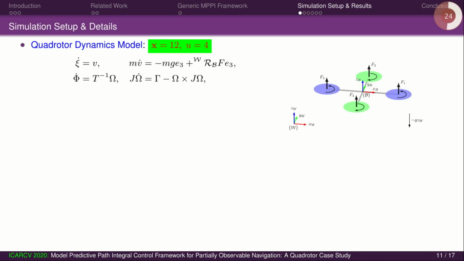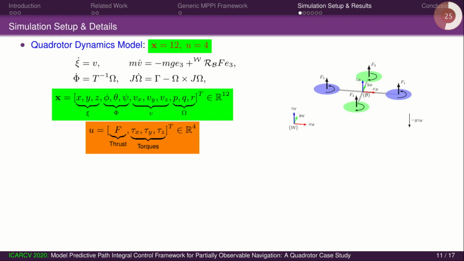Here is the quadrotor dynamics model used in our simulation. It has 12 states. The first 6 components define the pose of the vehicle, while the rest define the linear and the angular velocities. The control signal here is equivalent to the accumulated force generated by all the rotors and the total torque applied to the vehicle.